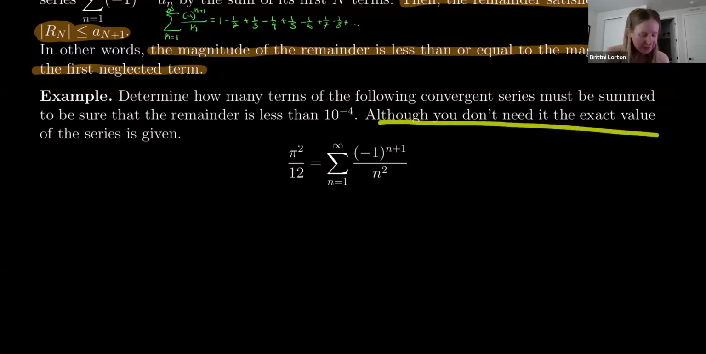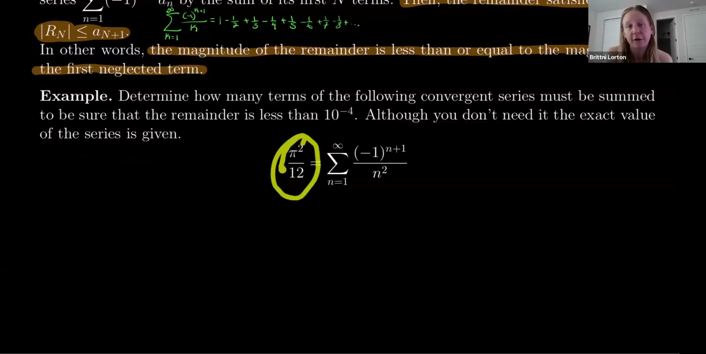Okay, and then although you don't need it, the exact value of the series is given. I just happen to know this was a really fun one. If you wanted to look it up, it's beyond the scope of this class, but it is really cool to figure out where the pi squared over 12 comes from. It's really fascinating. I encourage you to look it up, but totally not necessary. So let's just look at this guy right here.